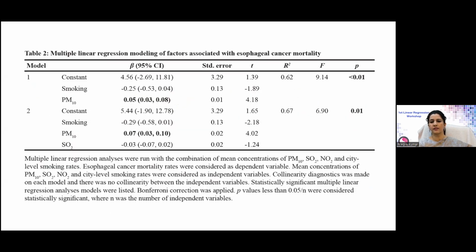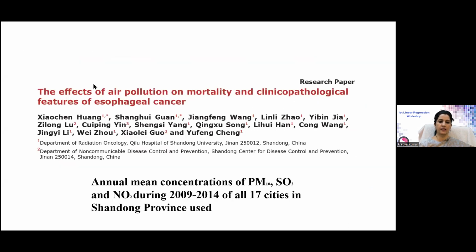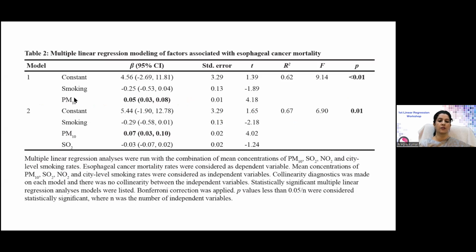Yes, here you can say that this person has reported both the F statistics and R square, and these are the two models. We will do it like this today: in one model he has taken smoking and PM10. This article was on the effect of air pollution on mortality and clinico-pathological features of esophageal cancer. So he has initially taken two variables, smoking and PM10, and later in model 2, he has added one more variable, that is SO2.